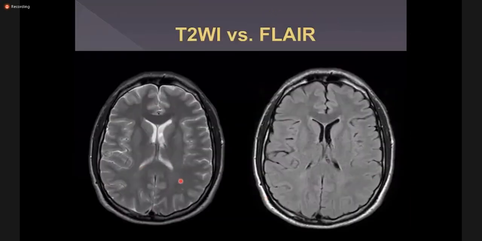This is the T2 and the FLAIR image. Fluid is white on the T2 weighted, but it is black on the FLAIR images. Subcutaneous fat is bright in both sequences. Gray matter is gray along the cortex, and in T2 weighted it is also gray. White matter is dark here, and also dark here. The only difference is the CSF, which is black on the FLAIR images.